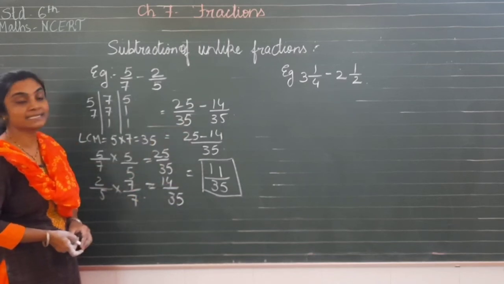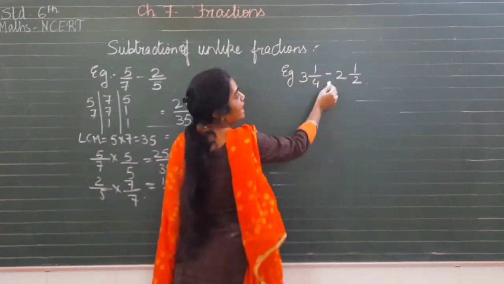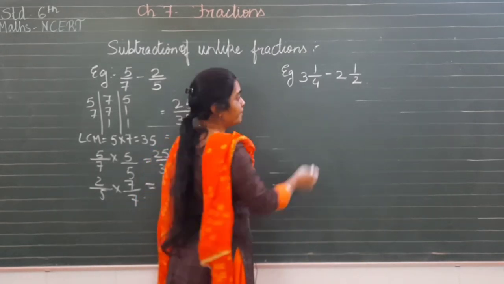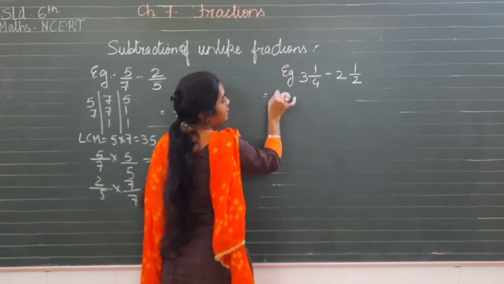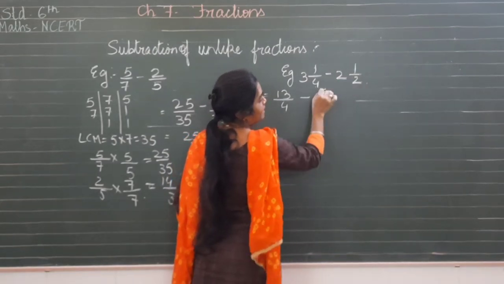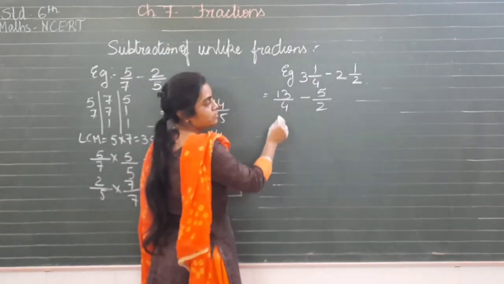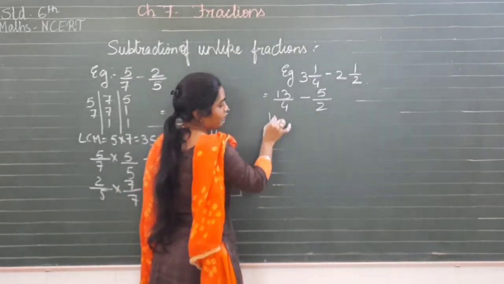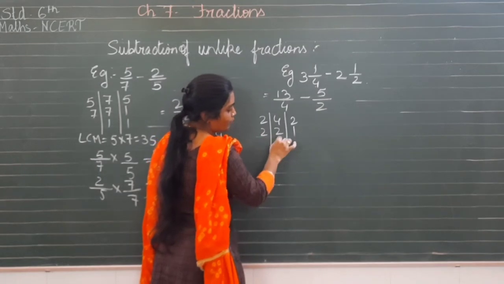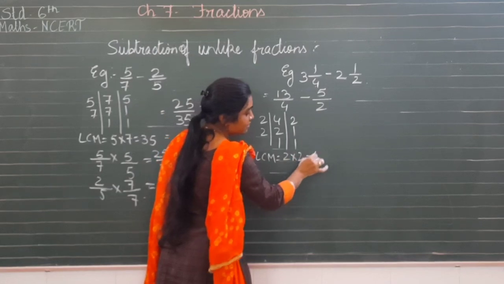Now let us have a look at the second example with mixed fractions: 3 integer 1 upon 4 minus 2 integer 1 upon 2. First we need to convert into improper fractions. 4 3s are 12, 12 plus 1 is 13 upon 4, minus 2 2s are 4, 4 plus 1, 5 upon 2. These are unlike fractions with different denominators. So we will first find the LCM of 4 and 2, which is 2 into 2, that is 4.